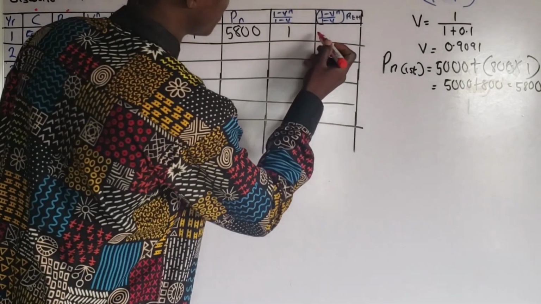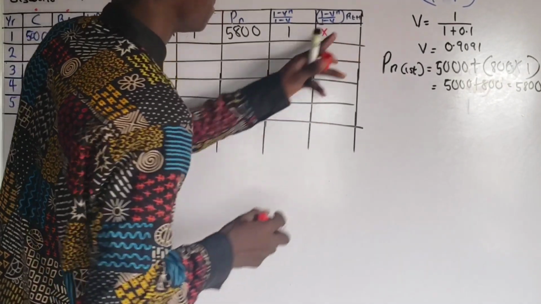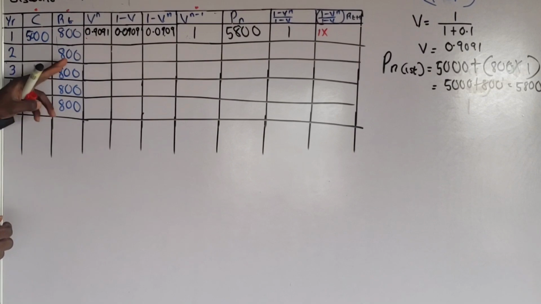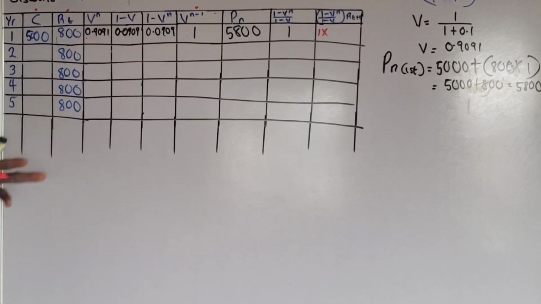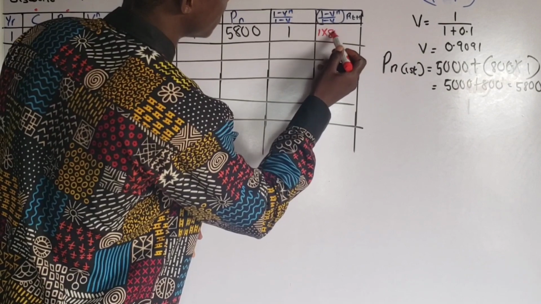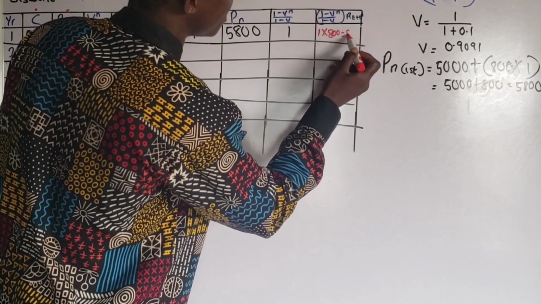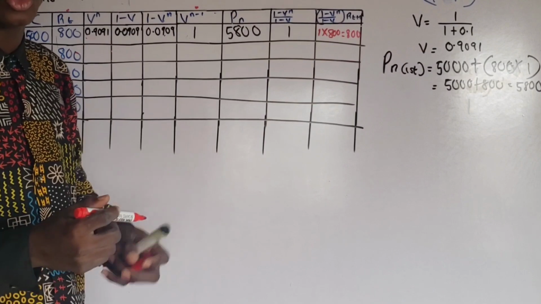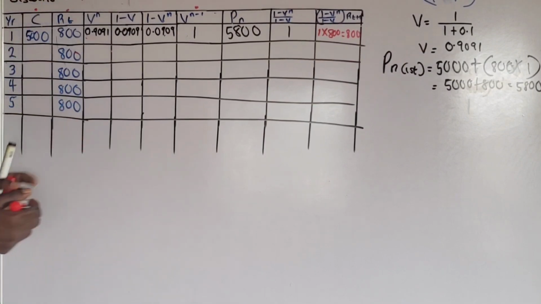So I'm going to use 1 to multiply the maintenance cost of the second year. The maintenance cost of the second year is what? Is 800. Don't forget that RT signifies maintenance cost. So I'm going to have 1 multiplied by 800. That will be 800. So the value of these cells is 800. Do you understand? Okay, so let us proceed to the second year. That's how we are going to do for all the years.